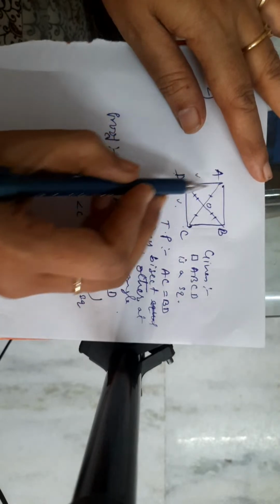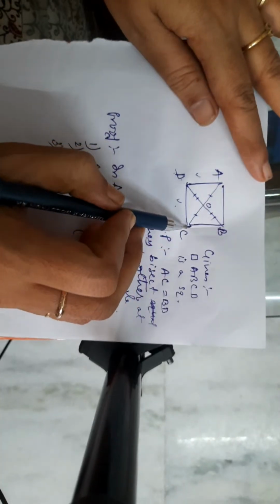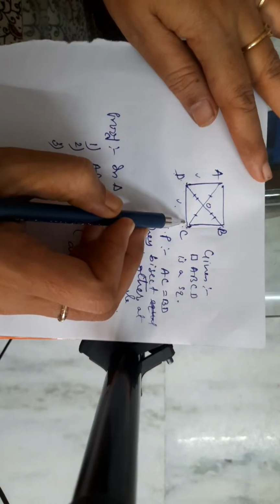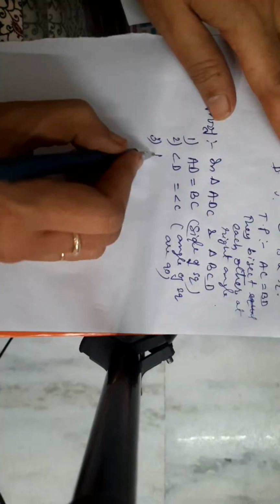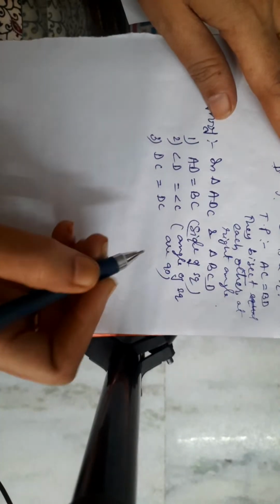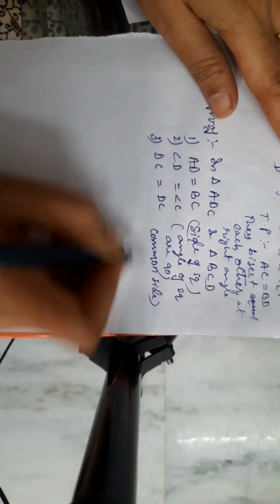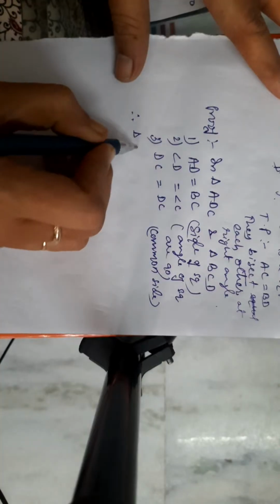So out of these two triangles, what did we make? These two sides are equal because they are sides of a square. Angle D is equal to angle C, each one is 90. The third one is DC equal to DC, they are common. Now we have three properties, so we can make the triangles congruent.